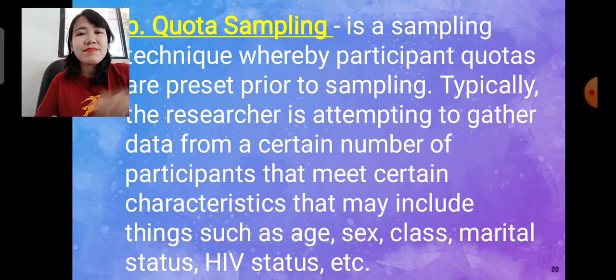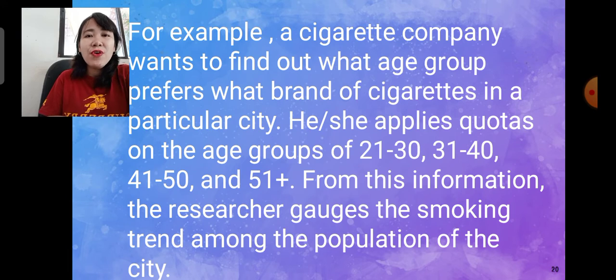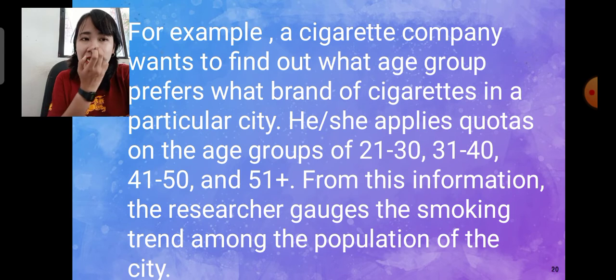Okay? For example, a cigarette company wants to find out what age group prefers what brand of cigarettes in a particular city. So, gusto nilang malaman ano bang brand of cigarette yung mas kinikilala dun sa isang lugar na yon. So, he or she applies quotas on the age groups of 21 to 30, 31 to 40, 41 to 50, and then 51 and up.